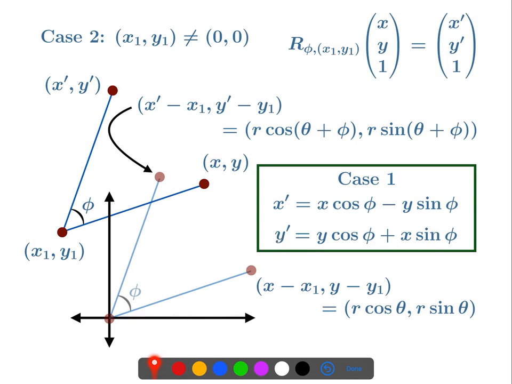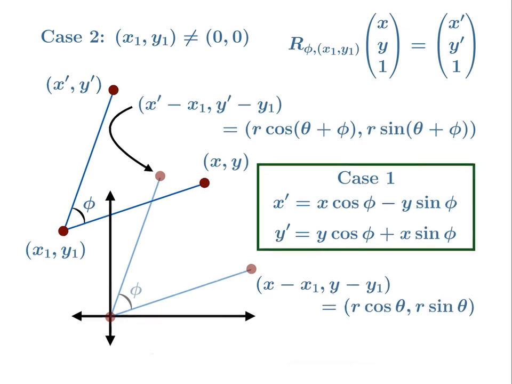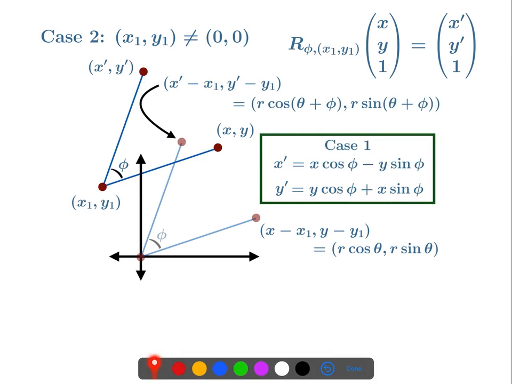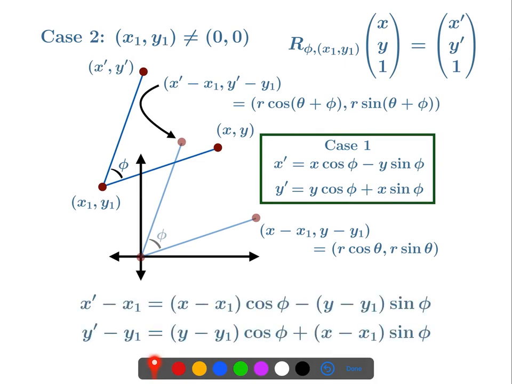So I want to make all those changes. Let me make some room here and just write down what those changes are. So x prime again gets replaced with x prime minus x1. x and y here get replaced with x minus x1 and y minus y1. And then I did the same thing with the y here. The y prime gets replaced with y prime minus y1. And the x gets replaced with x minus x1, and the y gets replaced with y minus y1.